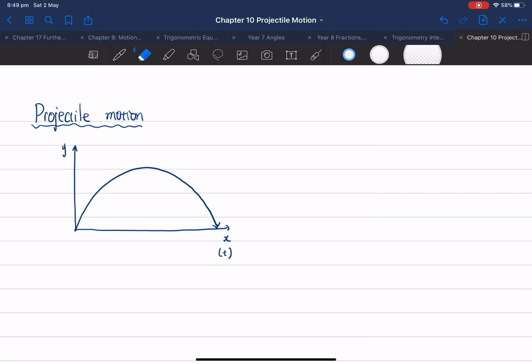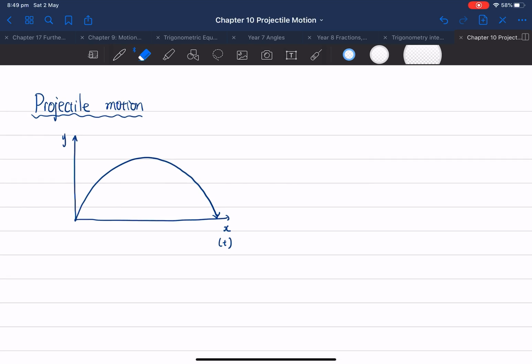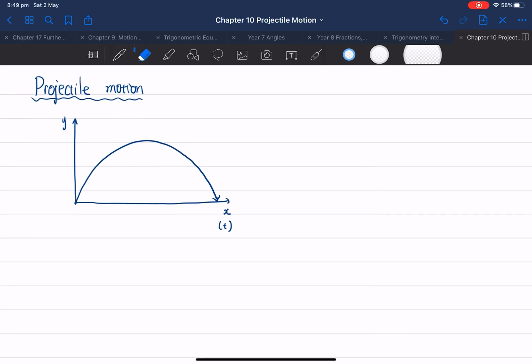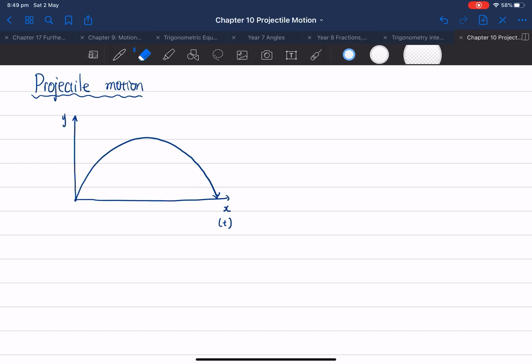Because this acceleration is downwards, it affects the vertical component of the velocity, according to y double dot equals minus g. So what I want to do is derive 6 equations. 6 equations, very important for you to solve any projectile motion question. So let's start with the first equation here. Those 6 equations are derived from integration. So let's start with those.